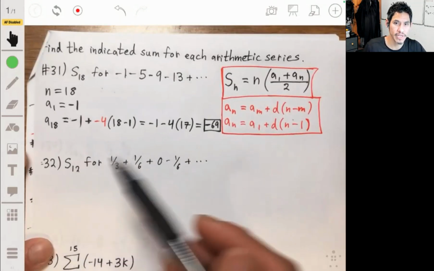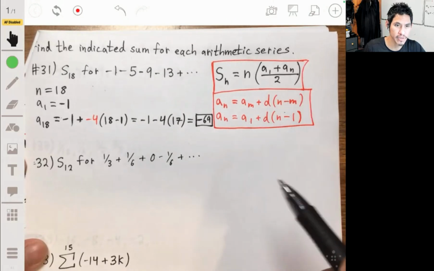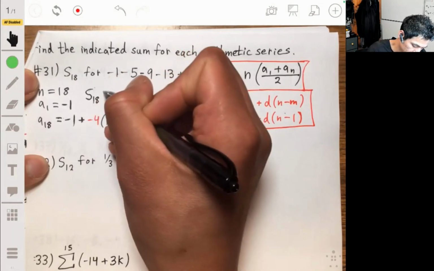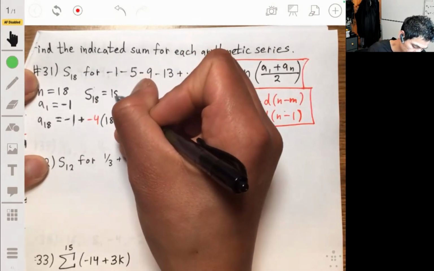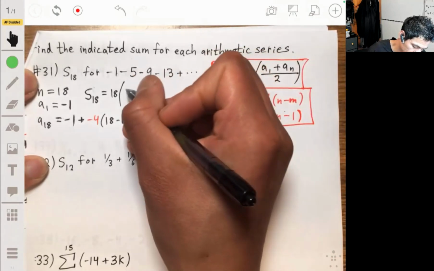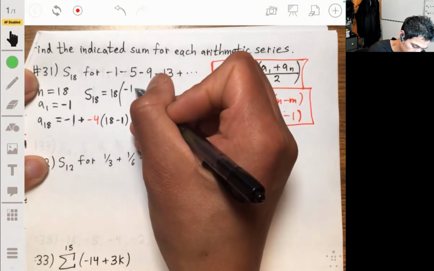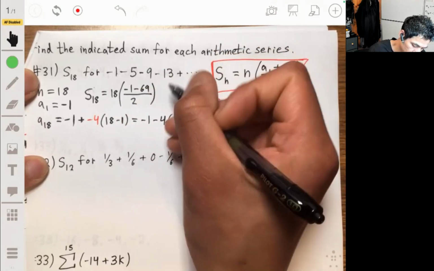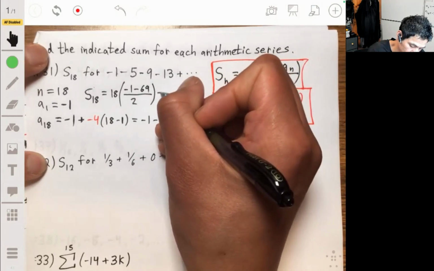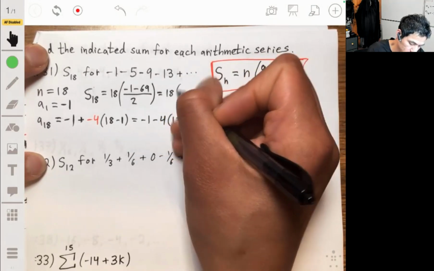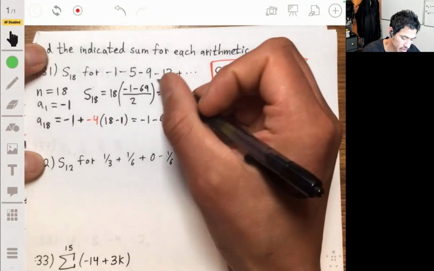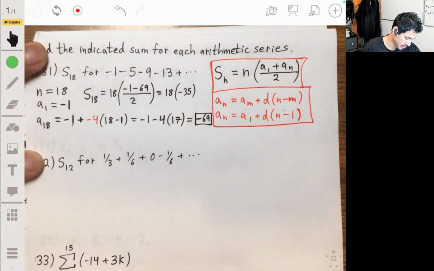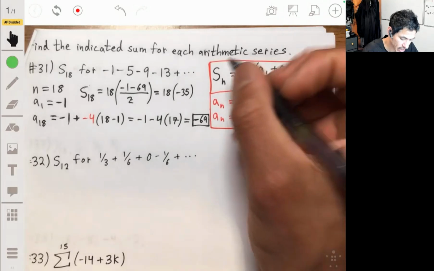Now to find S18, we just plug in those values in here. S18 will then be 18 times -1 plus An, or just minus 69, over 2, which will be 18 times -1 minus 69, -70. -70 over 2 is just -35. So 18 times -35, we'll get -630.